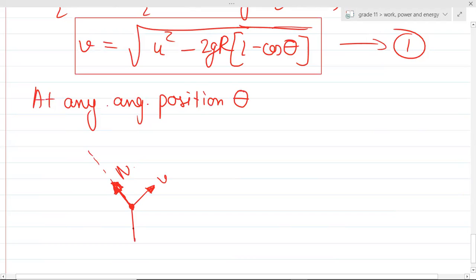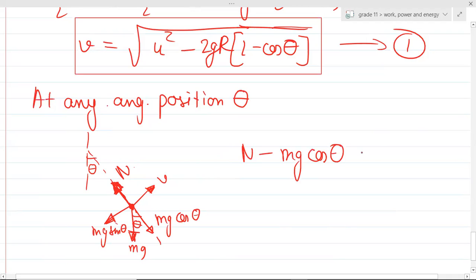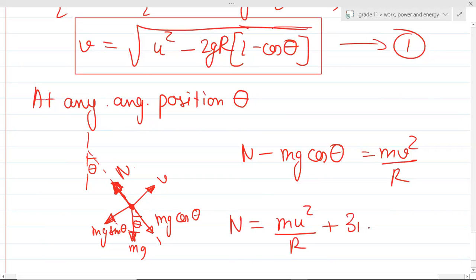So suppose the normal reaction is this, mg is acting downwards, this angle is theta, velocity is in this case, I can resolve it into two components, mg cos theta and mg sin theta. So already we did, right? And the object is moving in that direction with a velocity of v. So here N minus mg cos theta will be equal to mv square by r, and when you put this v square over here, the final formula will be N equals mu square by r plus 3mg cos theta minus 2mg.